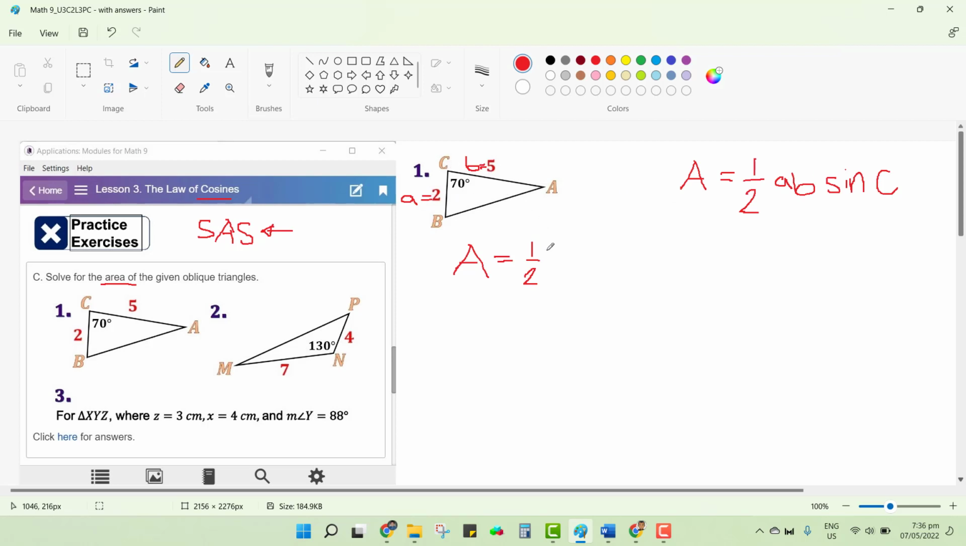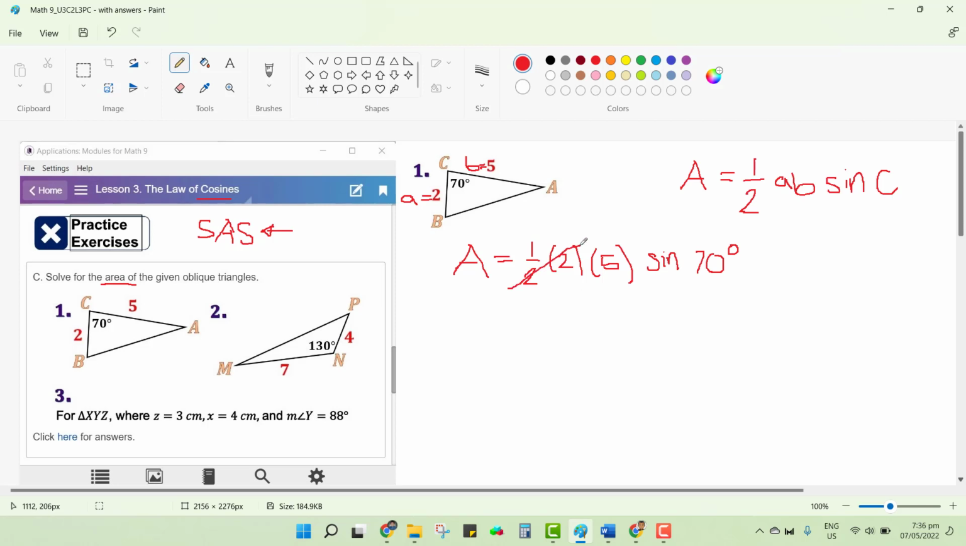But then again, as I mentioned earlier, if the situation will be different, especially for number 2 and number 3, and even if I just interchange all the vertices here, you need to understand that the formula here refers to the given measurements of sides and the included angle. So let's continue here. a is actually 2 and then b is equal to 5, to be multiplied with the sine value of 70 degrees.